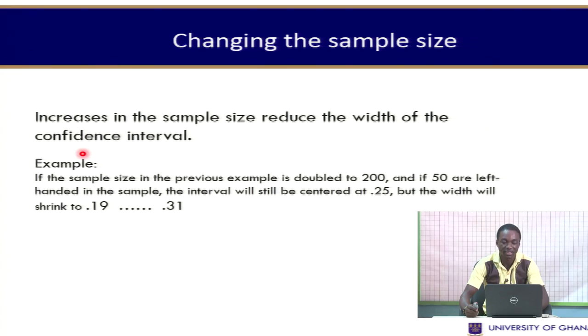We also believe that if there are increases or changes in the sample size, it would affect the width of the confidence interval. For instance, if there are increases in the sample size, it will reduce the width of the confidence interval. Similarly, if the sample size decreases, we are going to increase the width of the confidence interval. For example, if the sample size in the previous example is doubled to 200, and if 50 people are left-handed in a sample, then our interval will be centered at 0.25, but the width will shrink to a lower bound of 0.19 and an upper bound of 0.31.